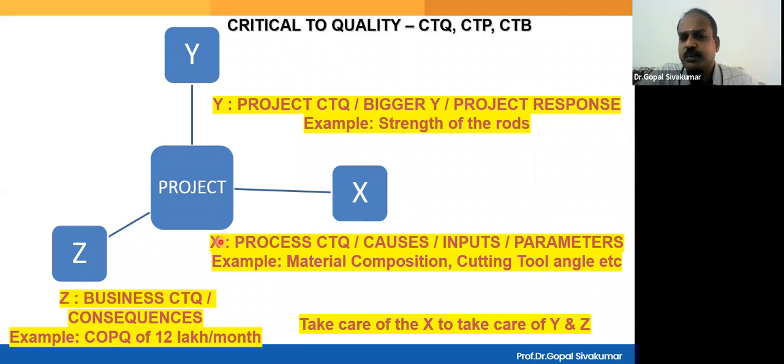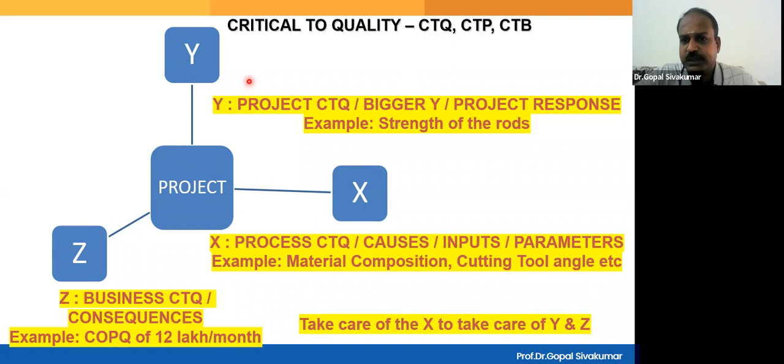They are called process CTQs. They're also called the causes. They're also called the process inputs. They're also called process parameters. When I tune these X factors, my Y factor will get tuned. When I optimize the X variable, my Y variable gets optimized. That means my problem is getting solved.